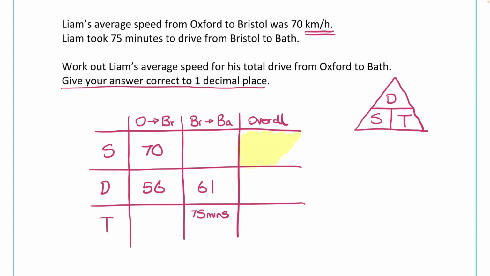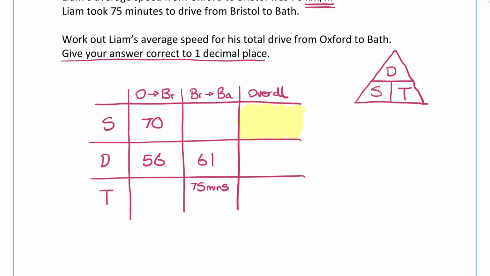speed just here. Now when it comes to speed, distance and time, distances on a journey can be added together. Times will also be added together, but speeds will not. When we are looking at an average speed, if we were to drive 70 miles an hour from Oxford to Bristol here, and then only drive 10 miles an hour from Bristol to Bath, well, that wouldn't mean we have done an average speed of 80.